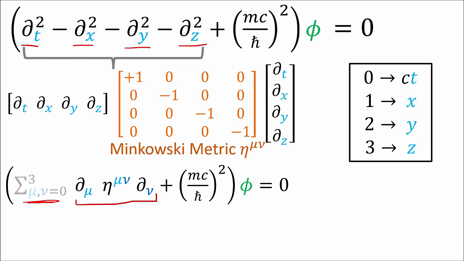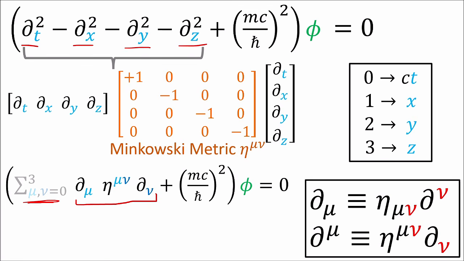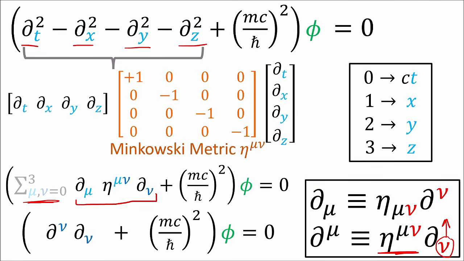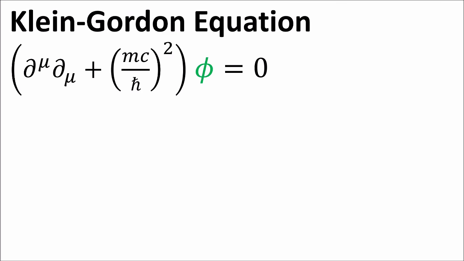With these space-time summation indices, it's very common to use the notation of raising and lowering indices using the Minkowski metric eta. For example, we can take the eta summed with a derivative with a lowered index and replace it with a derivative with a raised index. This allows us to write the Klein-Gordon equation like this. So now that we have some background with the Klein-Gordon equation, let's actually solve it.